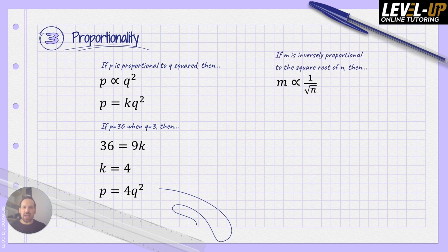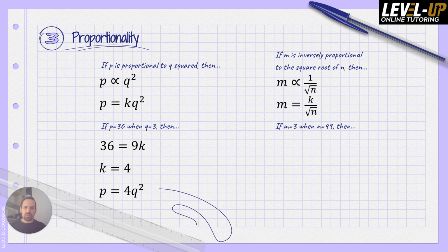Another example: if m is inversely proportional to the square root of n. Sometimes you'll get questions like this, put in words, and you need to be able to put it into an actual equation, or in this case a proportionality: m is proportional to 1 over root n. If it's inversely proportional, we know it's going to be a reciprocal like this. And as an equation, it's the same thing, but multiplied by some unknown constant that sets the scale.